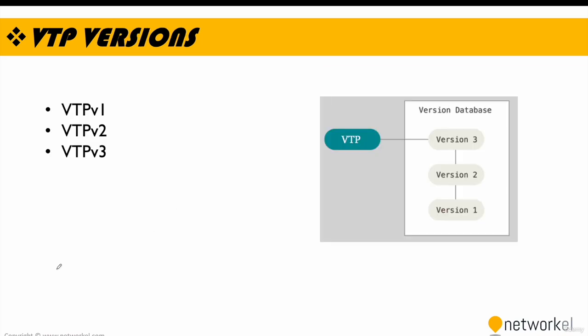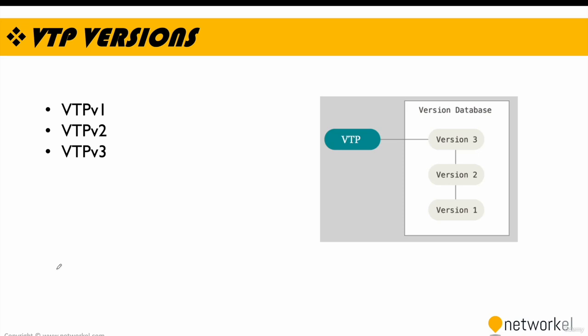We have three different versions of the VTP protocol: VTP version 1, 2 and 3. VTP version 1 introduces VLAN management and propagation. It supports VLAN IDs between 1 and 1005 and lacks features for extended VLANs. VTP version 2 adds support for token ring and improved handling of VLANs. It also introduces VTP pruning, which optimizes bandwidth by not sending unnecessary VLAN information to switches that don't have those VLANs.